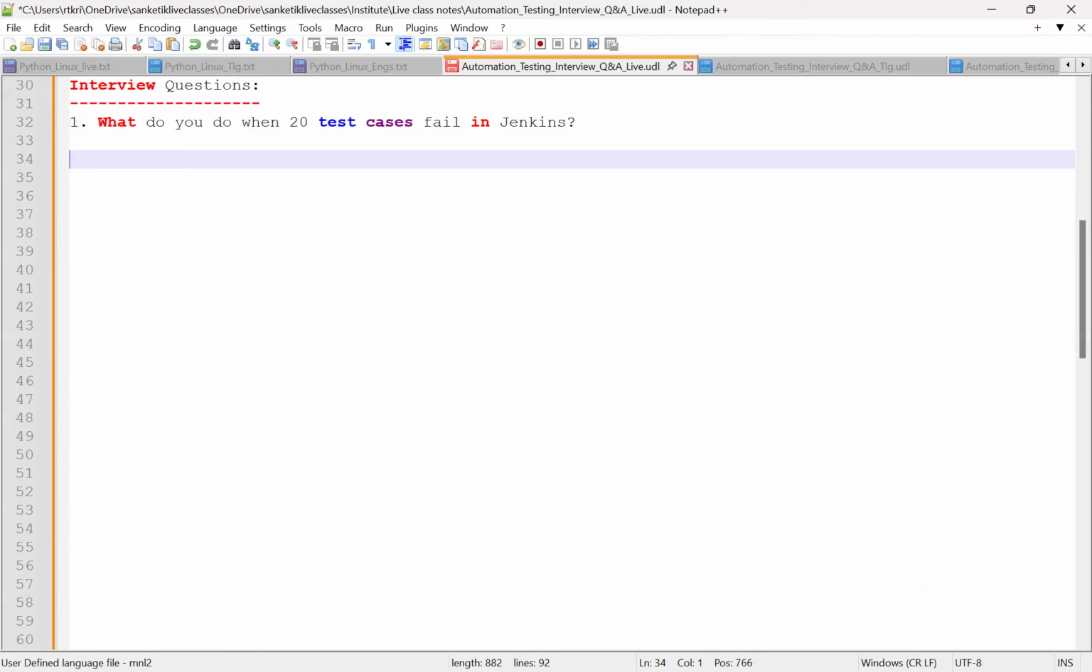Most of them thought that I rerun the build. Most of them say that I rerun the build. But rerunning the build is not the correct answer. It's a wrong answer. So the correct thinking is checking environmental issues, analyzing failed logs, identifying flaky tests, and reporting with the evidence. This thinking is the automation mindset.